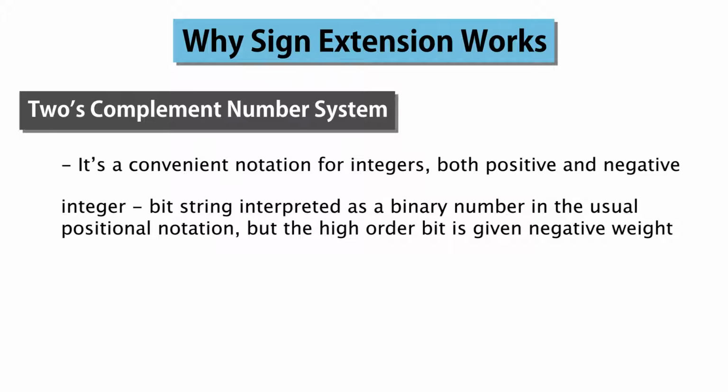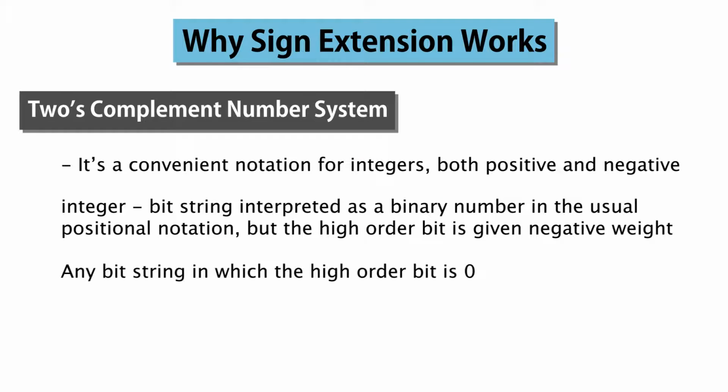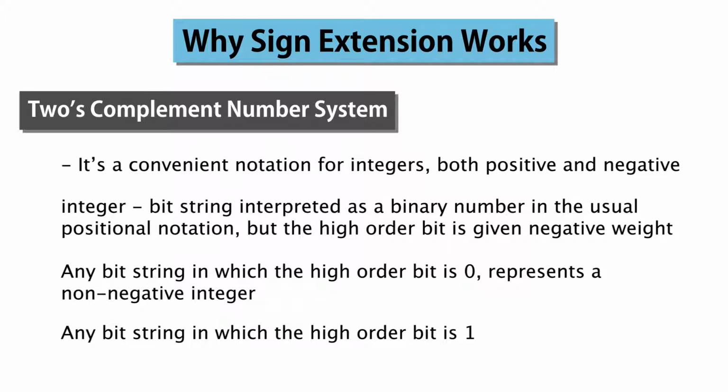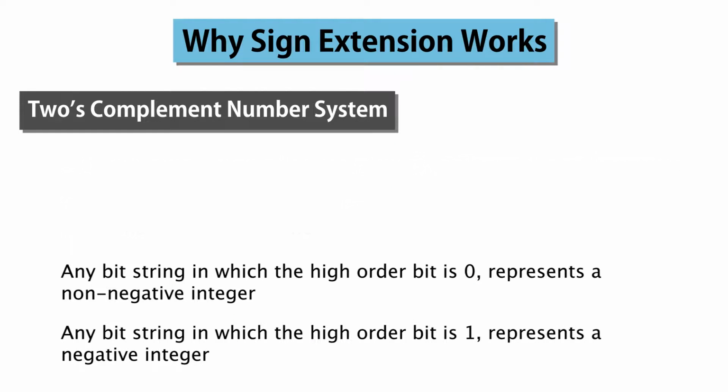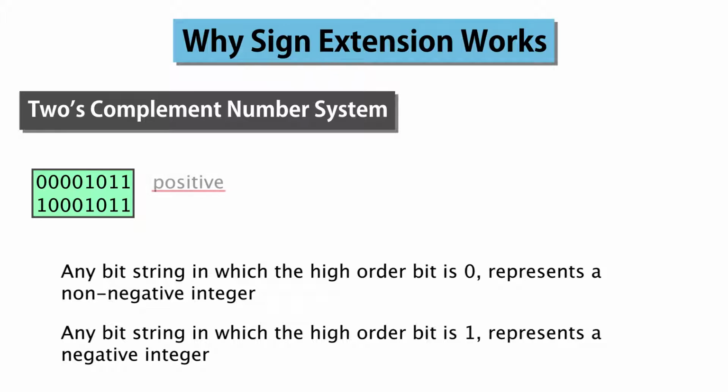In 2's complement, any bit string in which the high-order bit is 0 represents a non-negative integer. Any bit string with a high-order bit of 1 represents a negative integer. For example, consider the following two 8-bit strings. In the case of our first number, since the high-order bit is a 0, we treat this as a positive binary number using standard positional notation.